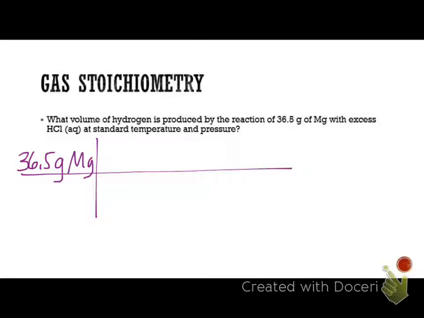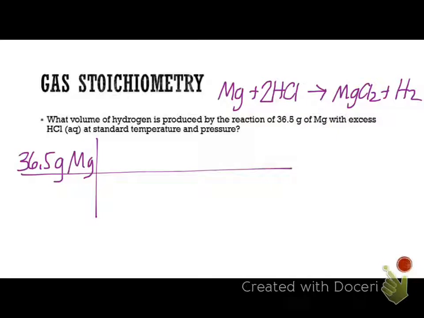Oh my gosh, I forgot to balance the equation. Silly me. So we have magnesium plus HCl, and it's going to make magnesium chloride plus hydrogen gas. And of course we're going to need to put a 2 there so that we balance it. Now we can proceed. So magnesium divided by its molar mass, which is 24.31 grams per mole.